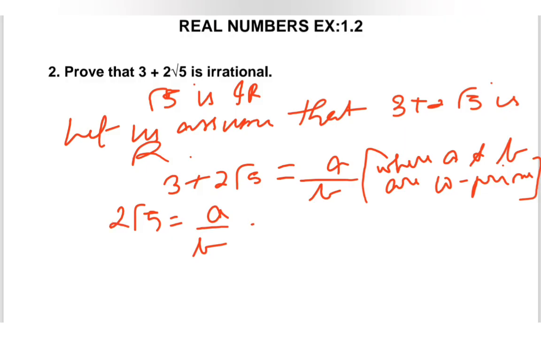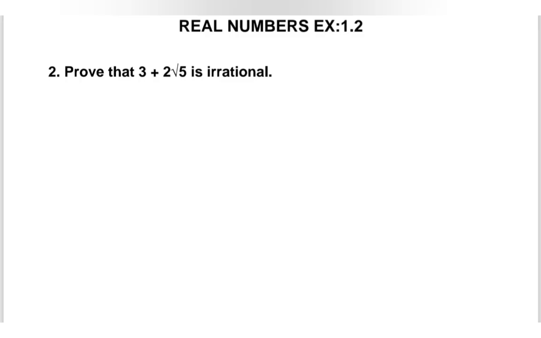So 2 root 5 is equal to a by b minus 3. I am just taking the first number, 3. Then for 2 root 5, taking the LCM, we will be getting a minus 3b by b. This will be your expression after taking the LCM. I am just erasing, note it down. So we got that 2 root 5 is equal to a minus 3b by b. This is the one we got.